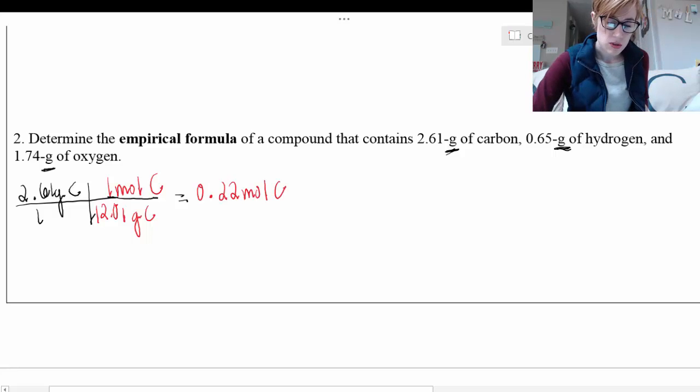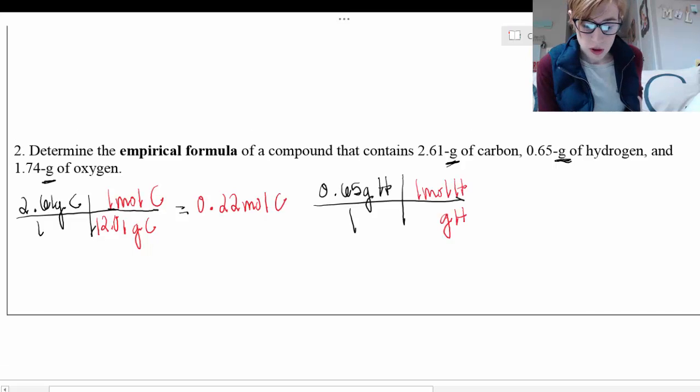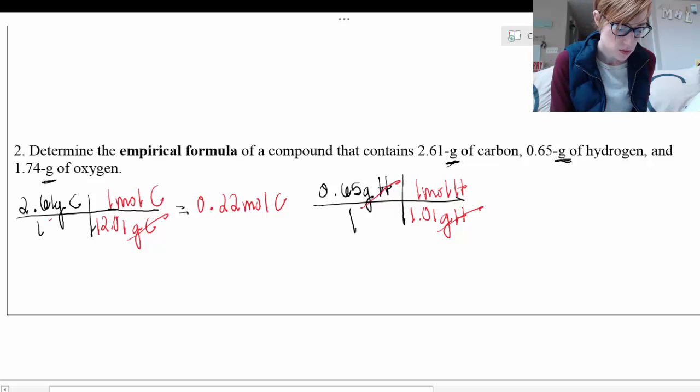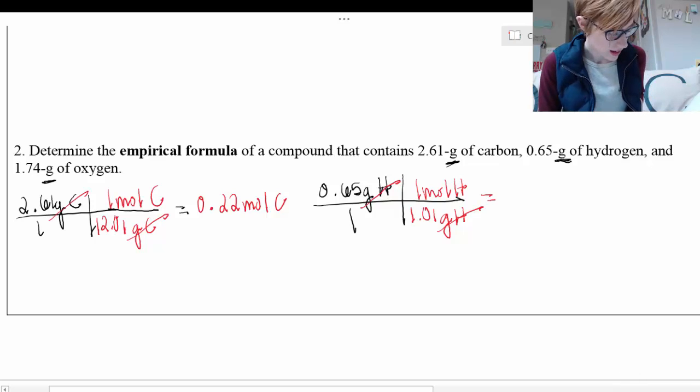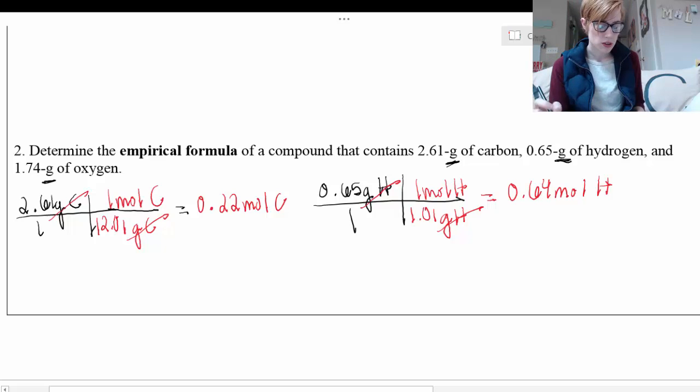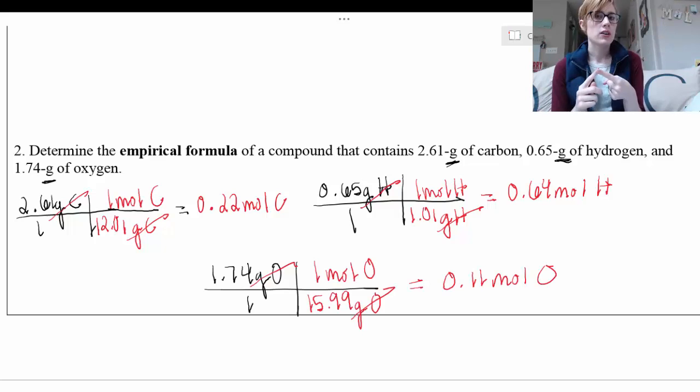Okay, the next one I'm going to do is hydrogen. Hydrogen's molar mass from the periodic table is 1.01, and then cancel out the grams. Forgot to do that on this one. Whoopsies. And then I get 0.64 moles of hydrogen. And I have one more that I'm doing, that's oxygen. So I already was in mass, percent to mass, and then I did mass to moles for each one.